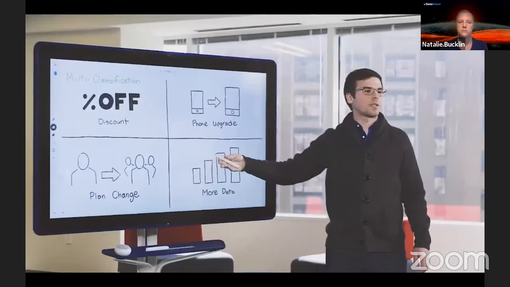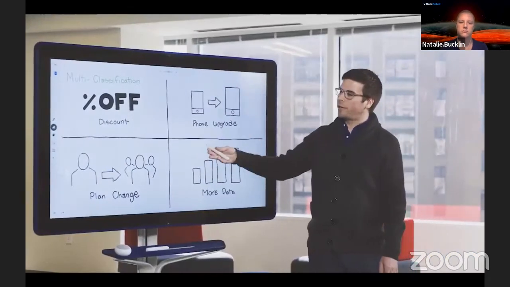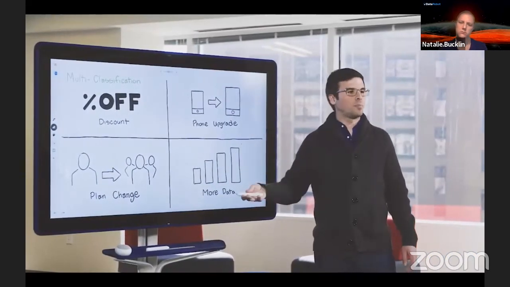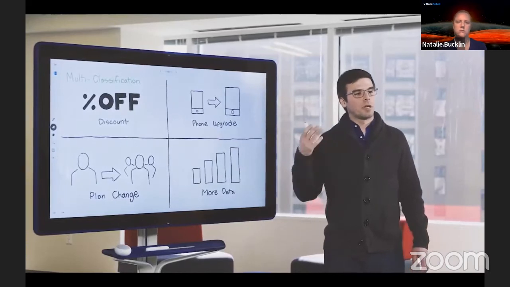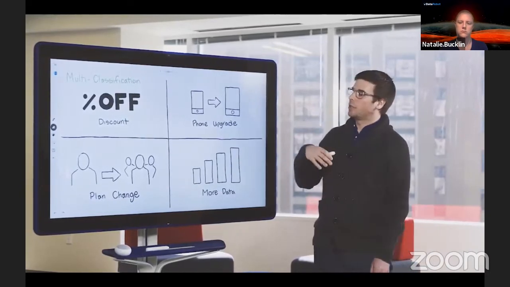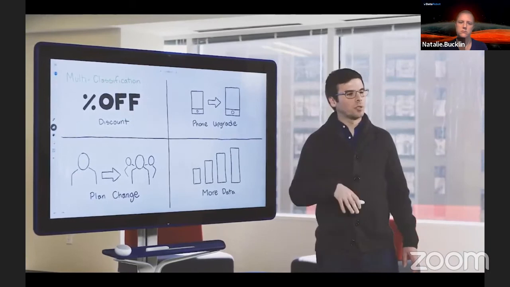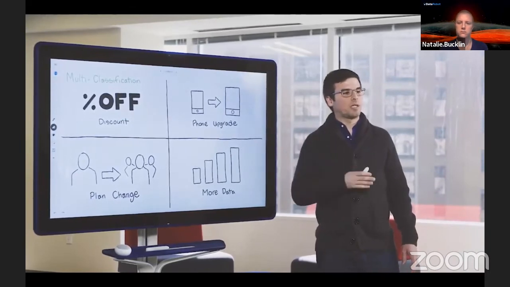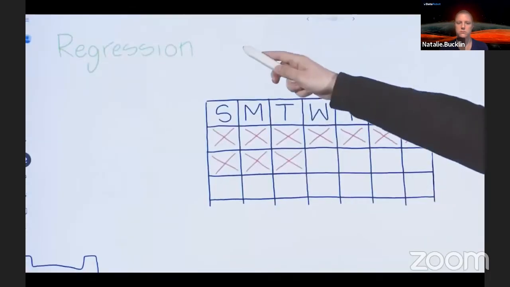Multi-classification is also a subset of classification problems, but unlike binary classification, it has more than two possible outcomes. This could be yes, no, maybe, it could be red, yellow, or blue, and it could even be A, B, C, or D. Next up is regression.